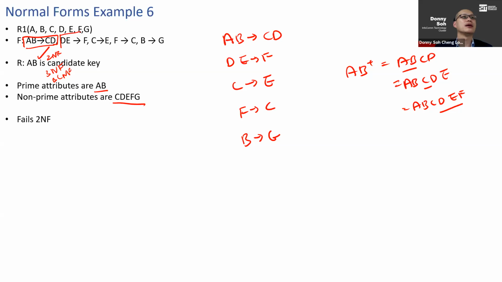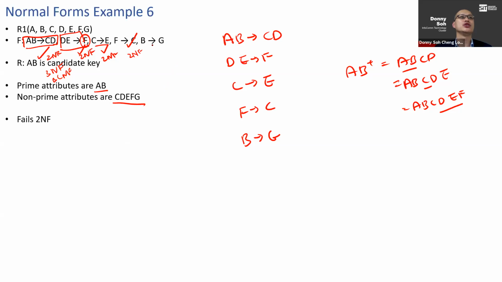How about this? F is a non-prime. It is dependent on two non-primes. So actually, this clears my 2NF. Can you understand why this clears my 2NF? For a 2NF, a non-prime can be dependent on another non-prime. Let's look at this. C implies E. Both are non-prime, so this also clears my 2NF. C implies F. They are both non-prime, so this also clears my 2NF.